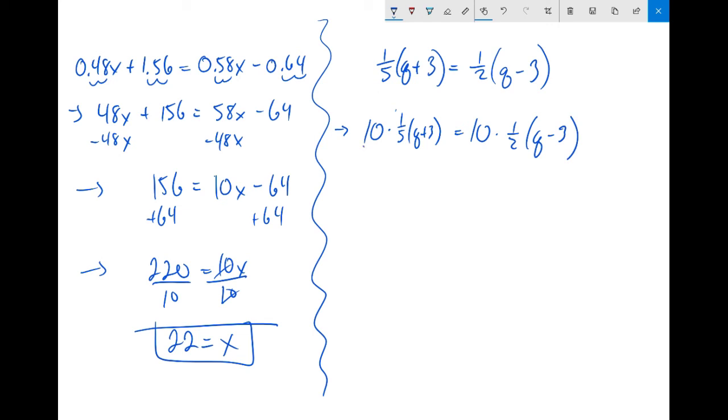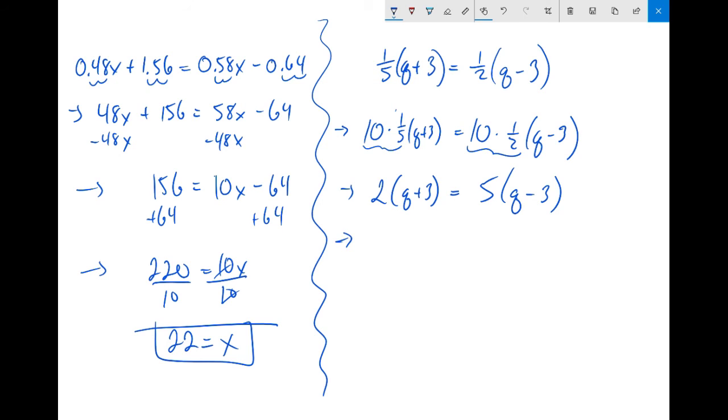And then what's going to happen right here? So what is 10 times 1/5? It's just 2, because 10 times 1 is 10 divided by 5. 10 divided by 5 is 2. So this is just going to become a 2 outside the q plus 3. And then over here, well, what's 10 times 1/2? 5. Yeah. So you multiply by that, and then now all of your fractions are gone.